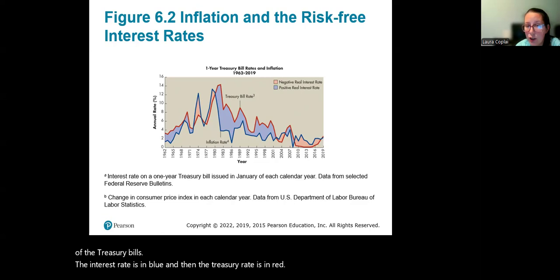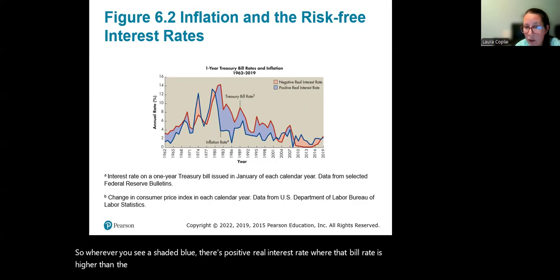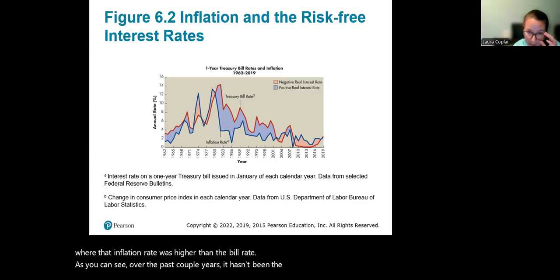So wherever you see a shaded blue, there's positive real interest rate, where that bill rate is higher than the inflation rate. Where there's negative real interest rate, that's where the red is, where that inflation rate was higher than the bill rate. As you can see over the past couple of years, it hasn't been the best. It's been in the negatives.